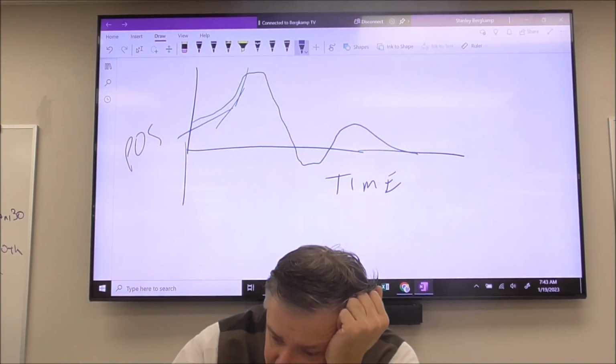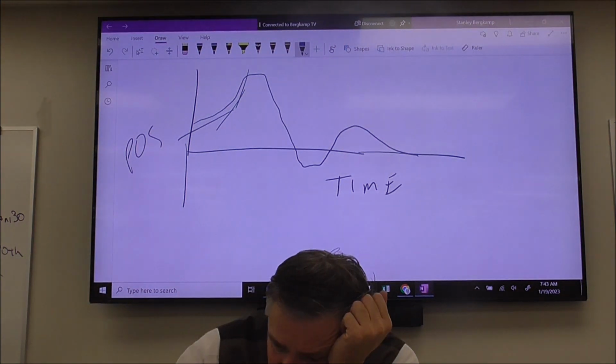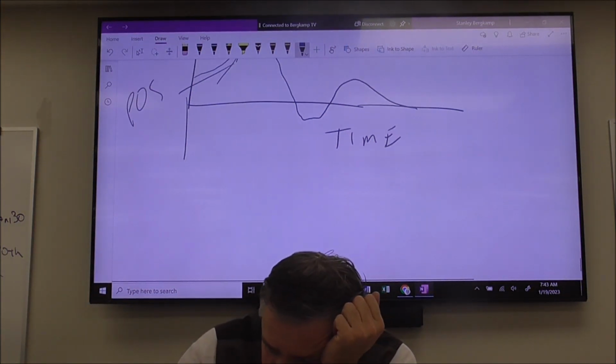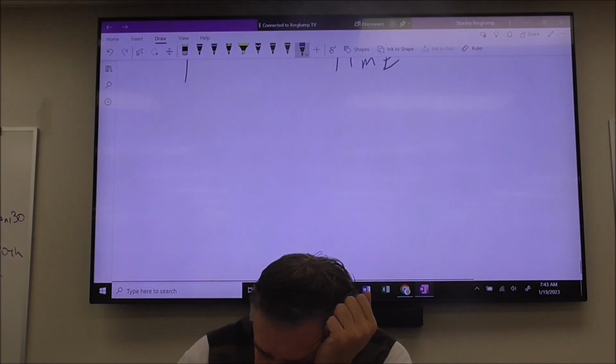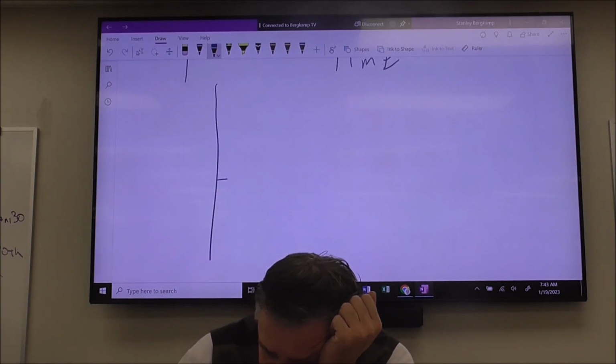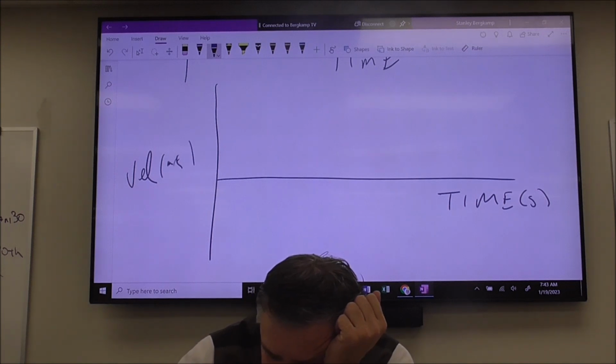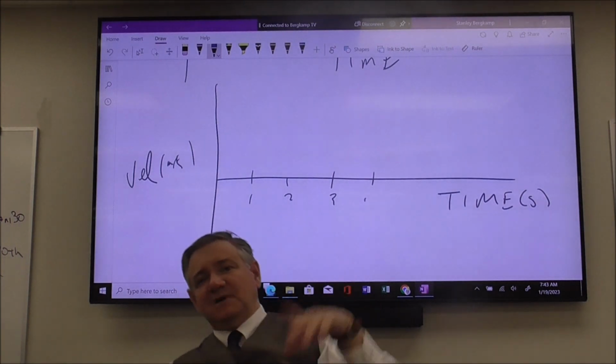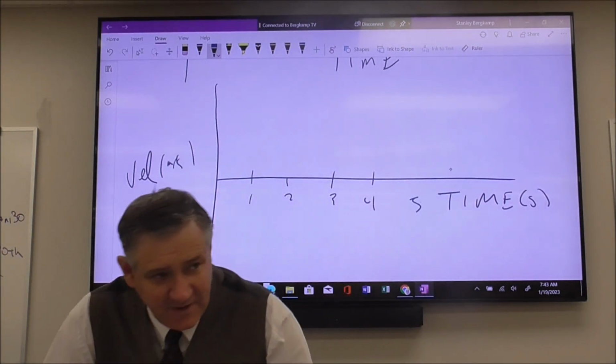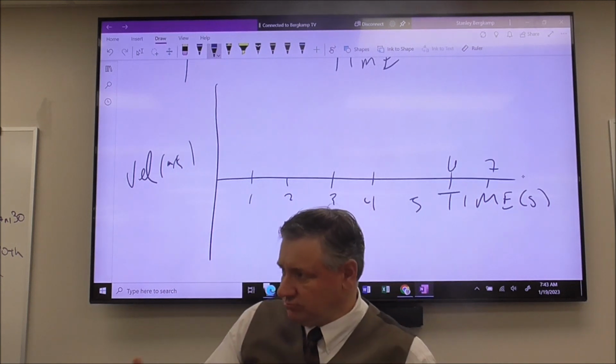All right, now here's the next big set of graphs we're going to deal with, and that is velocity time graphs. Meters per second. So that's like 1, 2, 3, 4, 6, 7. Okay, now oddly enough, a velocity time graph allows you to keep track of how fast you're going as a function of time. Okay, simple as that.